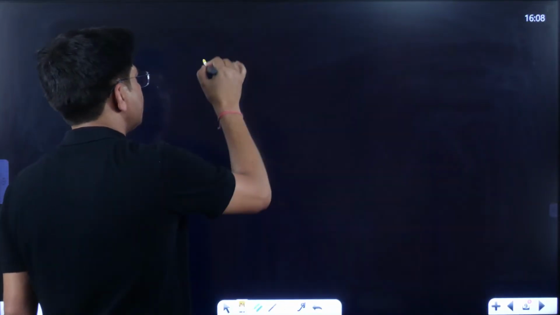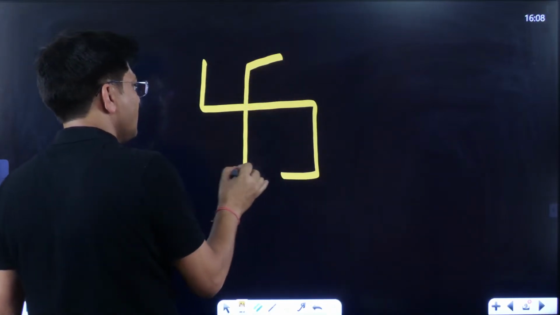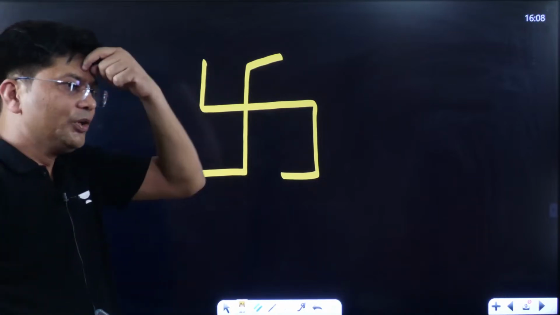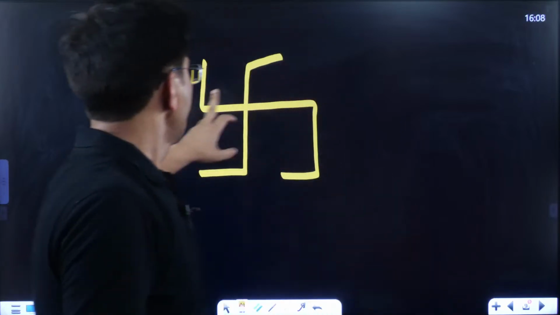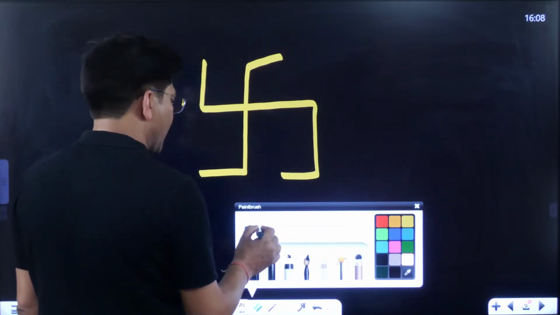This compound is, now kids, what is the IUPAC name of this compound? We used to say this is swastik. Everyone used to say this is swastik. But what is the IUPAC name of this compound? We are going to find out the IUPAC name.